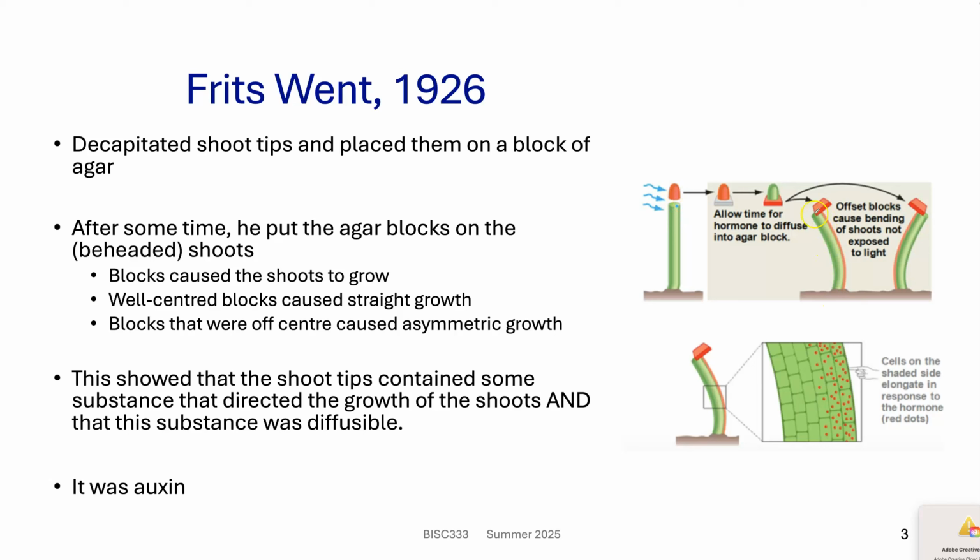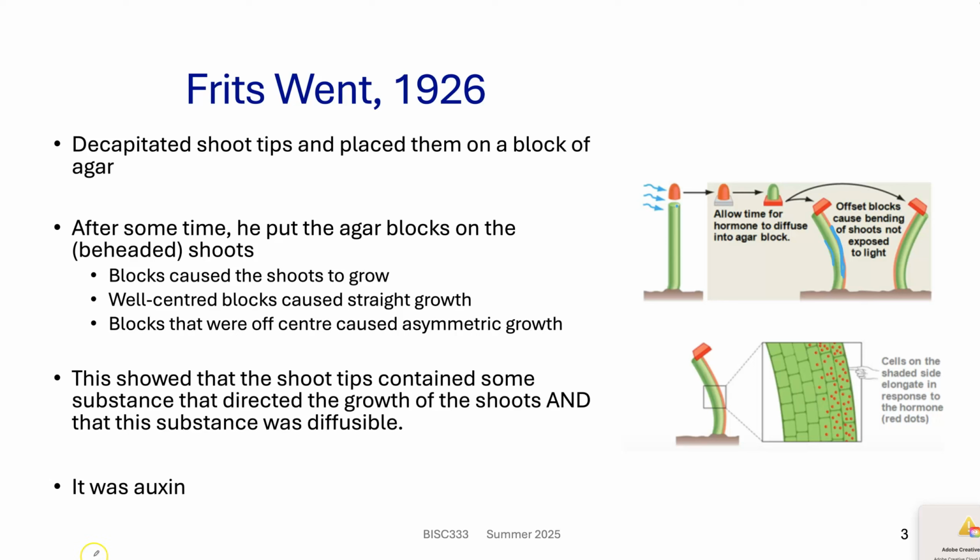But if you offset, so if you put the block only on part of the shoot, then when the shoot started to grow, you basically had longer cells on the side where the hormone was, and shorter cells on the opposite side. If you think about this, these cells are getting longer, so they're pushing up more, but these guys are shorter. You're going to get this bending of the tissue.